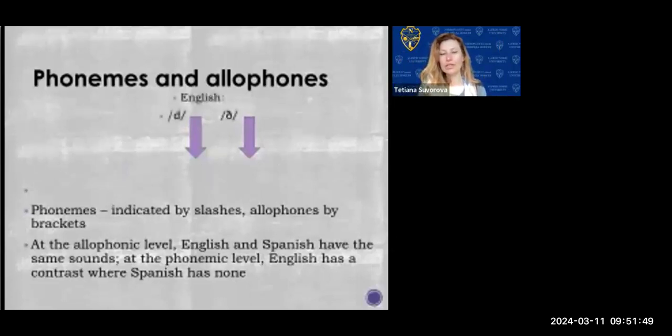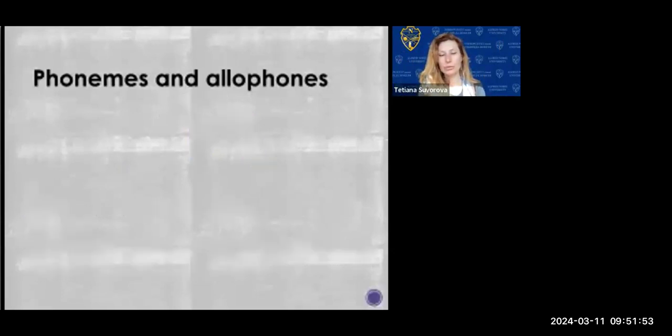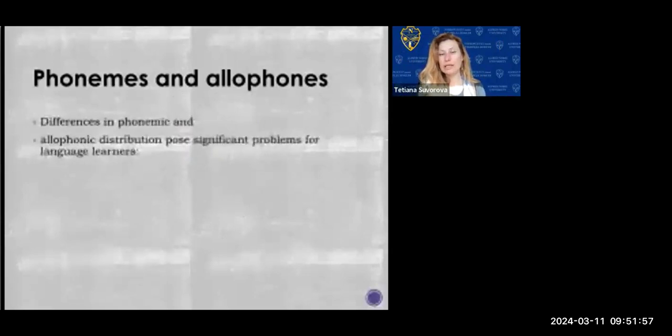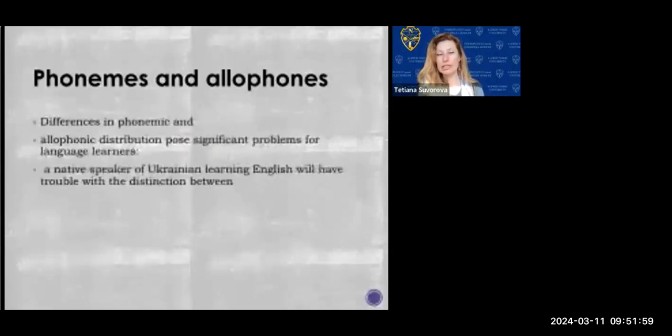Okay, so continuing speaking and describing, just let me move further. We speak about differences in phonemic and allophonic distribution. Allophonic, yeah. Phonemic, it is ideal, I would refresh your memory. Allophonic, it is realization of some ideal sound.